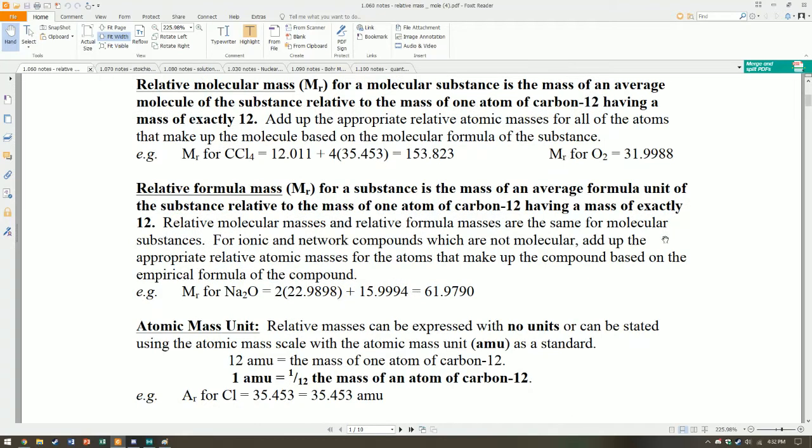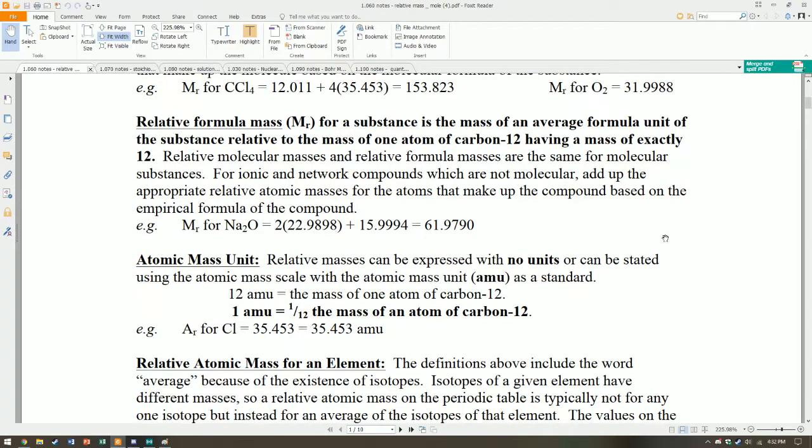You could do the same thing for an empirical formula. It's called something different, but it's essentially the same thing. You just call it a relative formula mass. You just take the mass of the empirical formula. That's what it is.